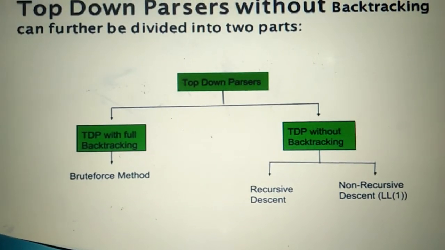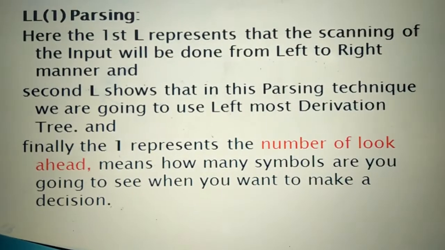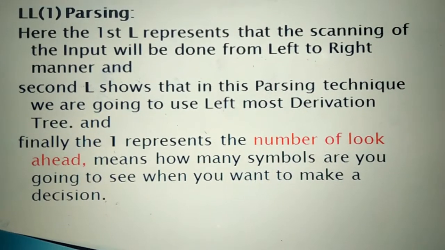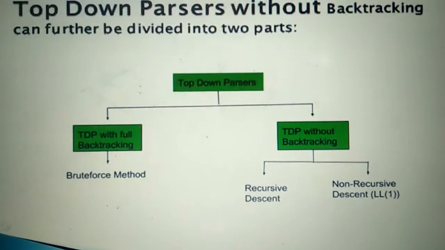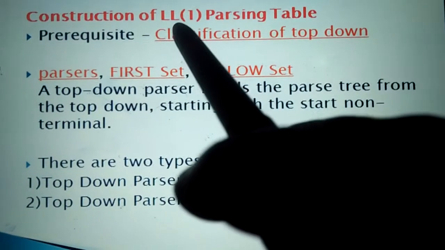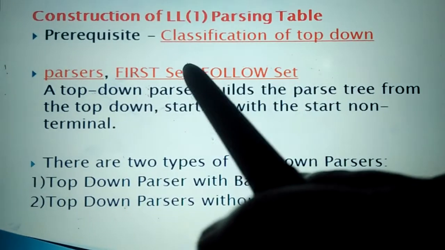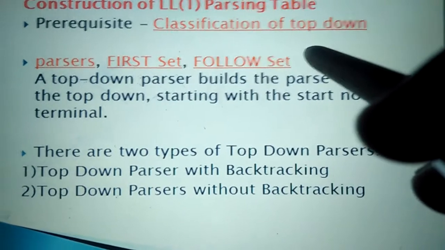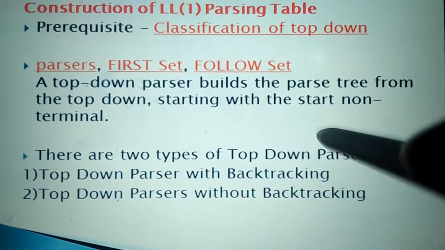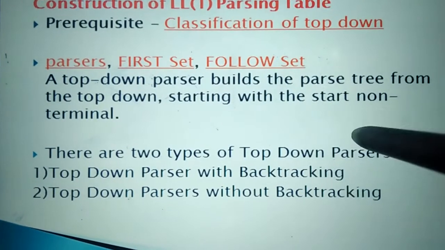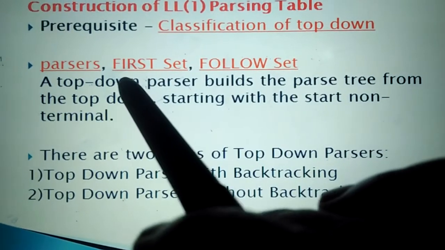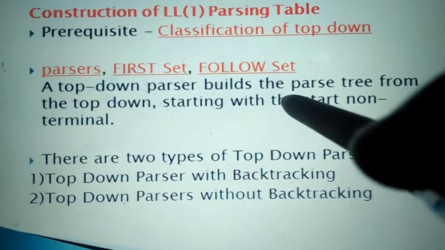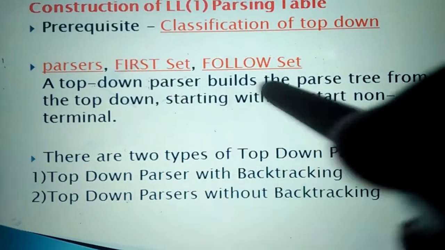This is where the LL Parser belongs. As I said, it belongs to top-down parsing, and we have two types of top-down parsing, backtracking and without backtracking. In the LL Parser we require three important topics: parsing, the first set and the follow set.